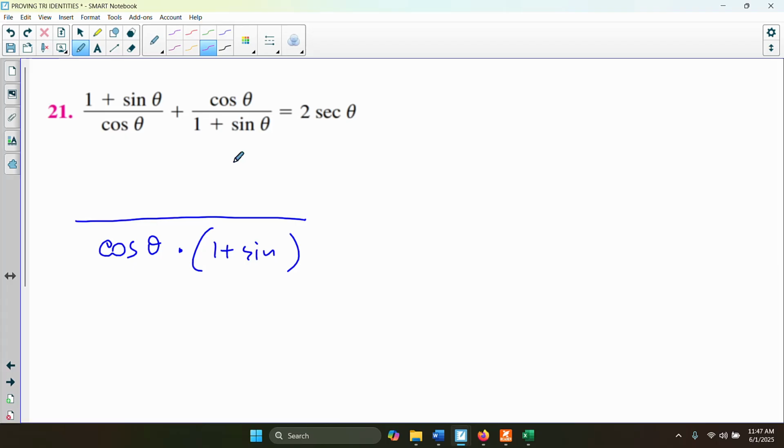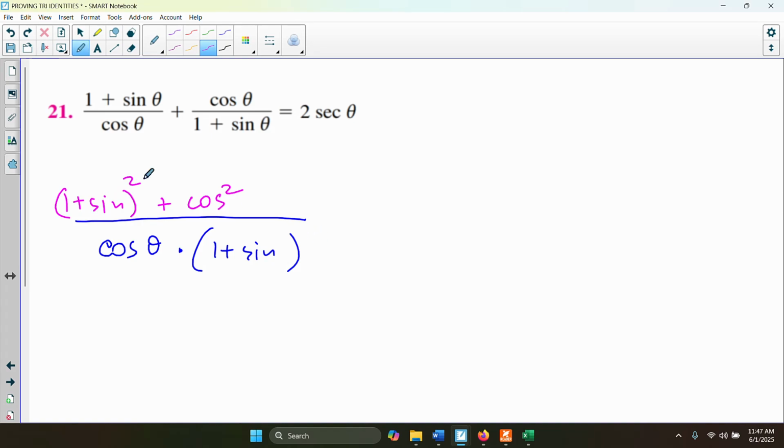Okay. So what's going to happen over here? Well, this is going to be 1 plus sine squared, right? Because I'll multiply this. And this is plus cosine squared. And hopefully you're seeing where I got that from. Okay. All right, let's keep going with that.